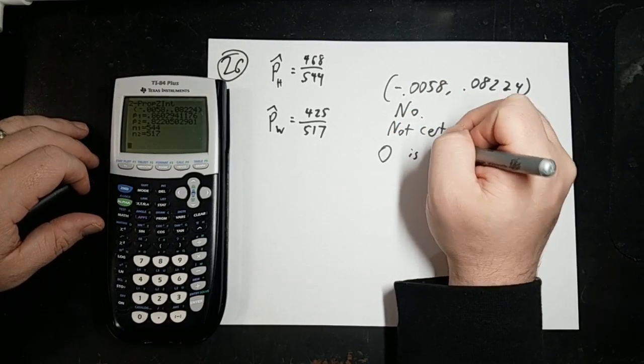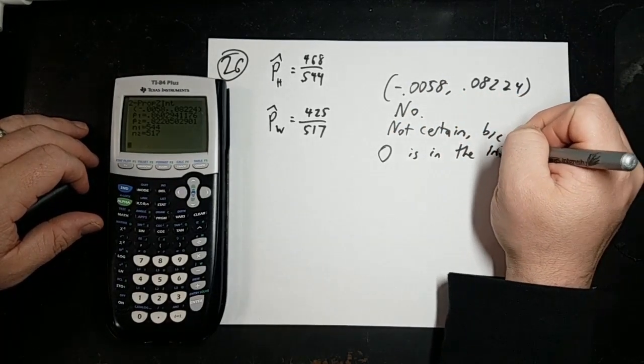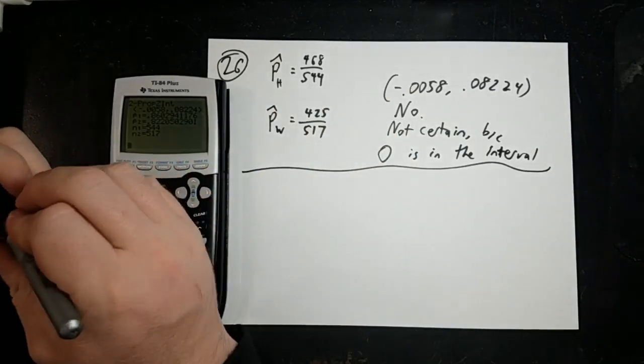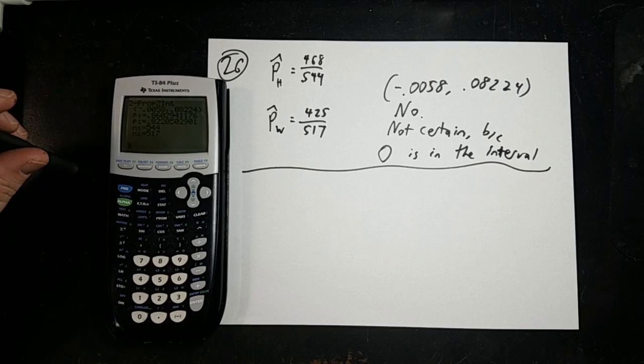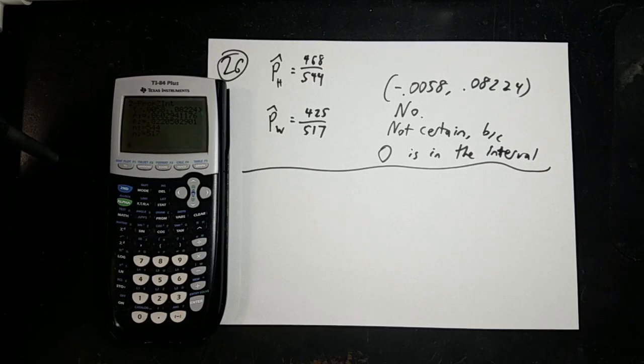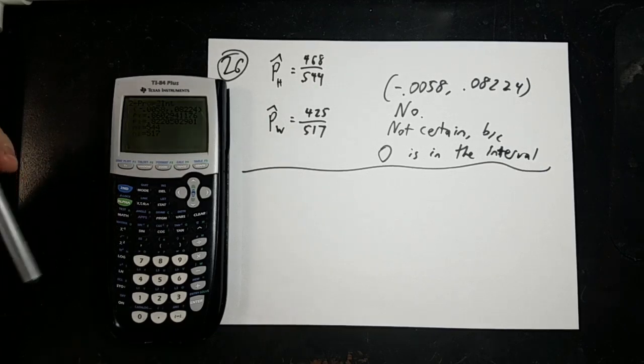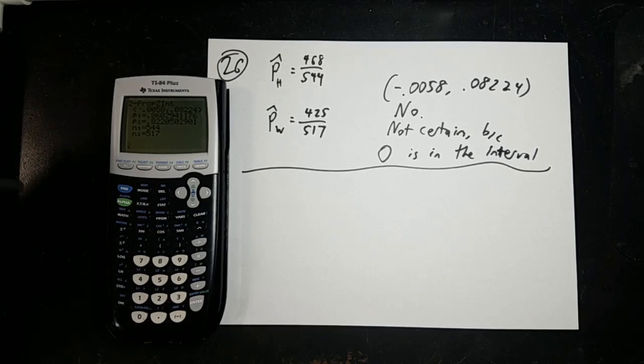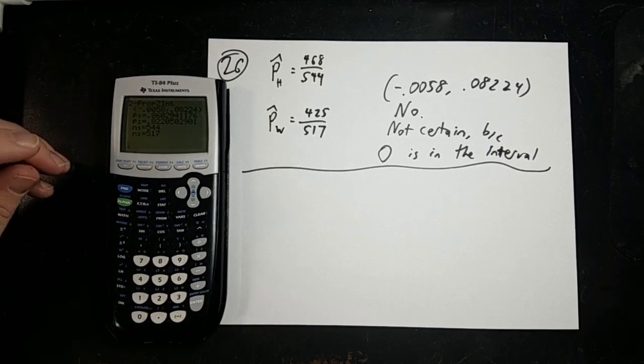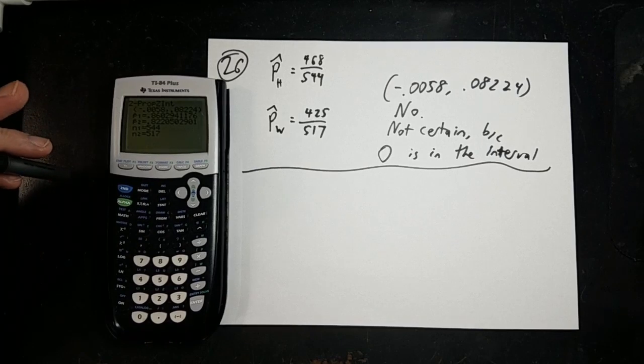Not certain because 0 is in the interval. Since 0 is in the interval, it means that 0 is a possibility for the true difference between the two, meaning there is no difference. We're 95% confident that the true proportion is in that interval, and since 0 is in that interval, that's a possibility, and we can't exclude it. So no, we're not certain that Harden is better than Westbrook based on this sample. Maybe if we looked at different seasons, maybe if we looked at different samples, who knows?